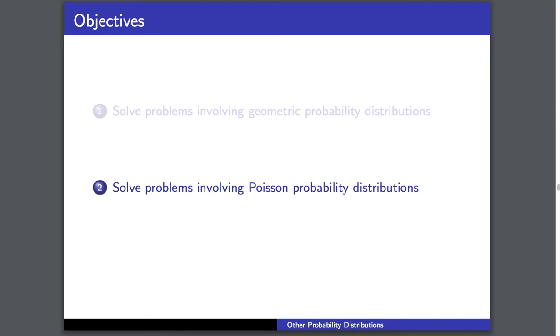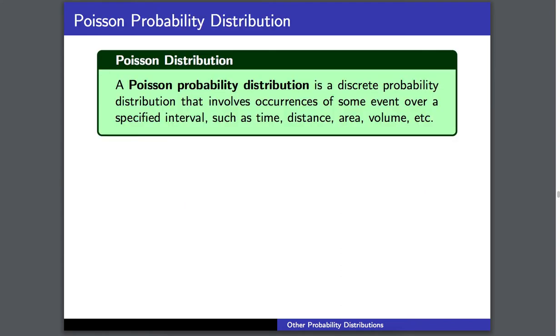All right, in this video, we're going to take a look at solving problems involving Poisson probability distributions. I always want to say Poisson, but it is pronounced Poisson in French. So a Poisson probability distribution is a discrete probability distribution. Again, so the values are countable, that involves occurrences of some event over a specified interval, such as maybe time or distance or area or volume or something like that, something we would measure.